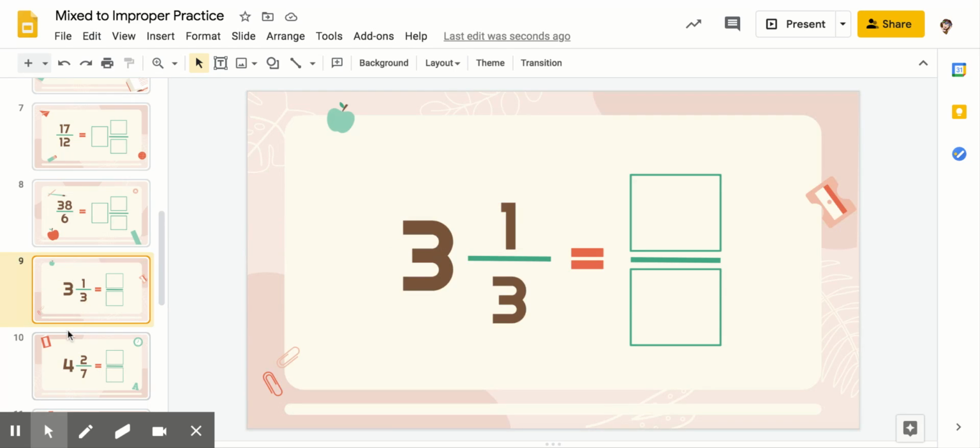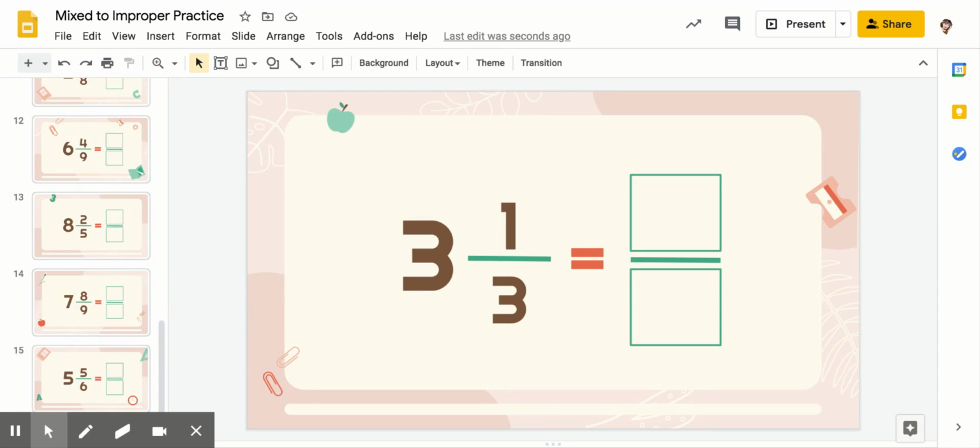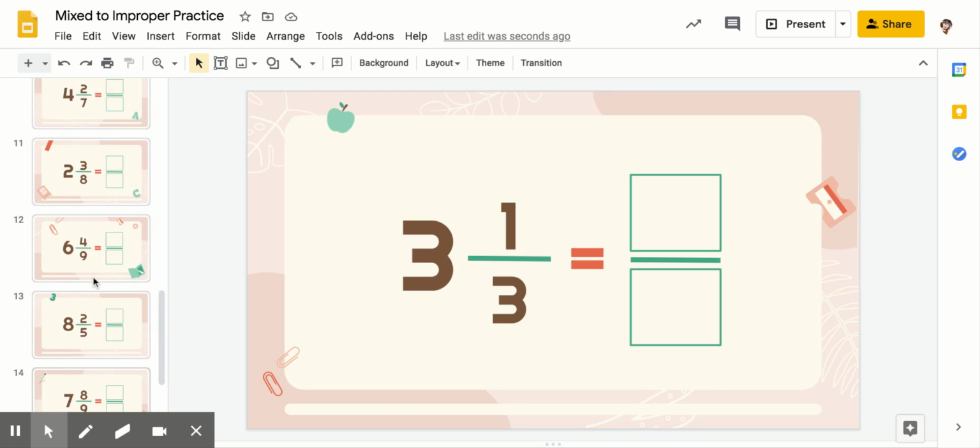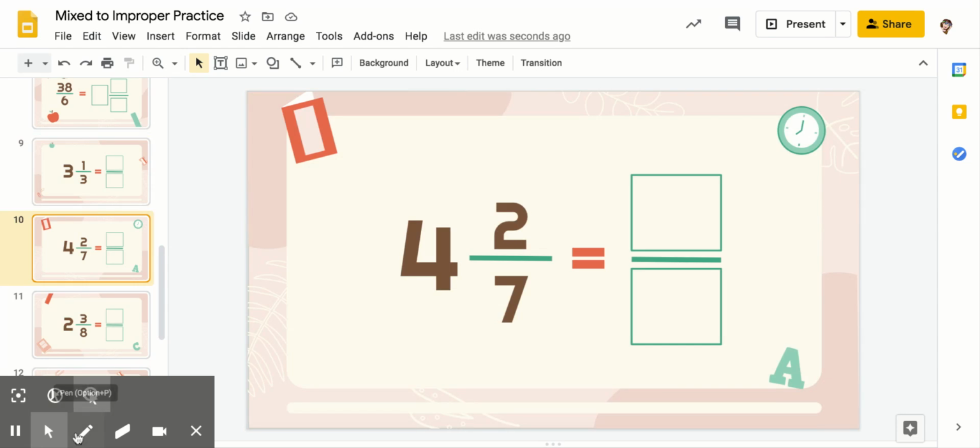Start on slide 9. From slide 9 to slide 15, you have a mixed number, and you're writing it as an improper fraction. We don't simplify improper fractions when we're going from mixed number to improper because we are going to use it and then we're going to simplify it later. So if you're ever working on a mixed number to an improper fraction, you're like, should I simplify? Don't worry about it.